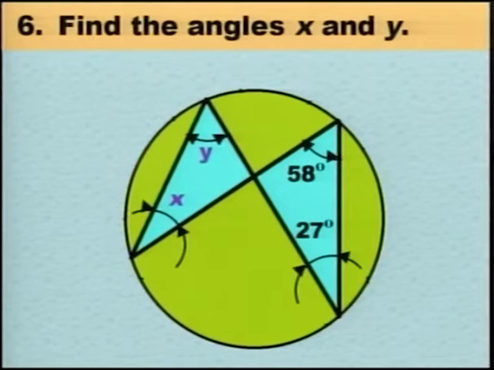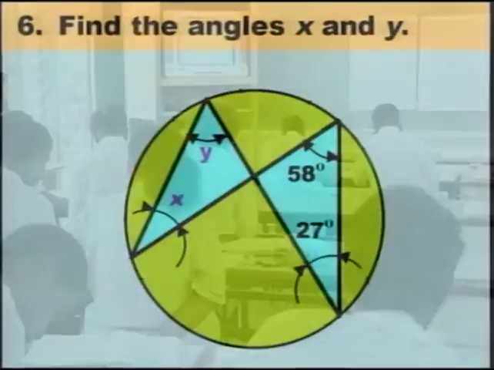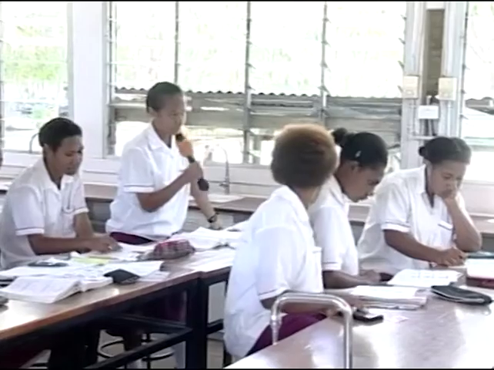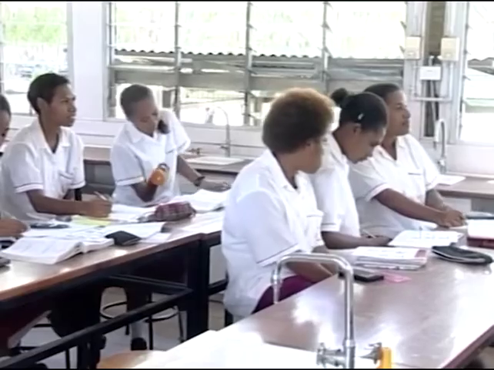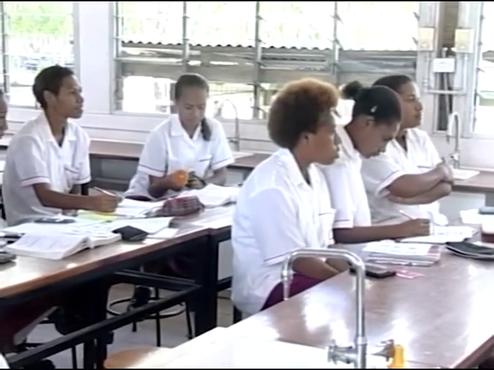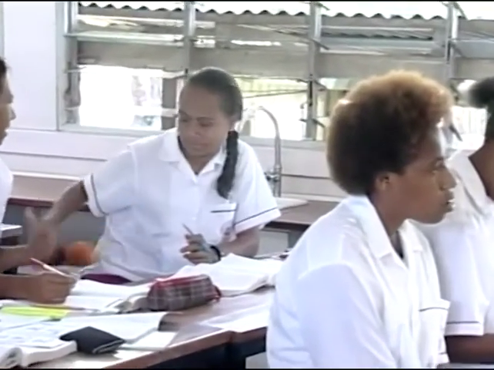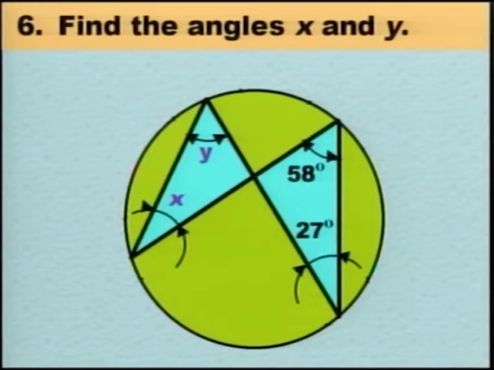Did we finish question 6? Okay. What will be the value of y? Y is equal to 58 degrees. Agree? I'd agree with that. You draw the chord here. Angle y and 58 degrees end up in the same segment. So y will be equal to 58.